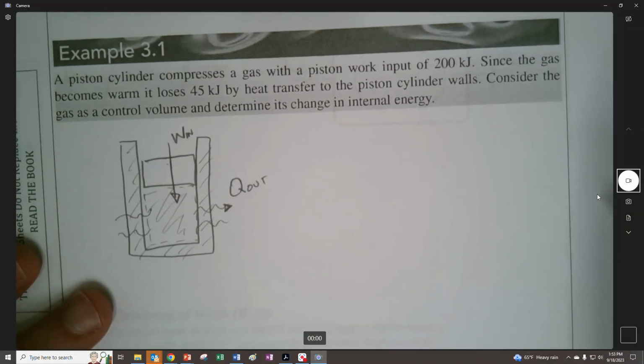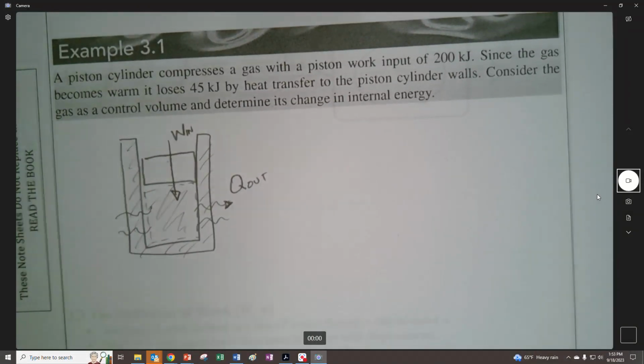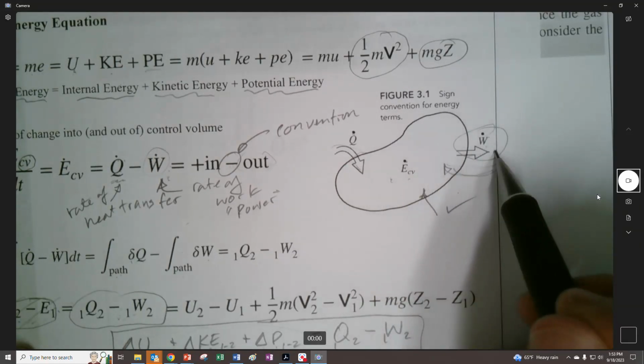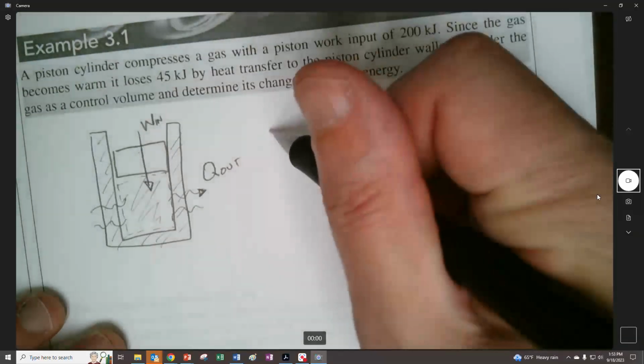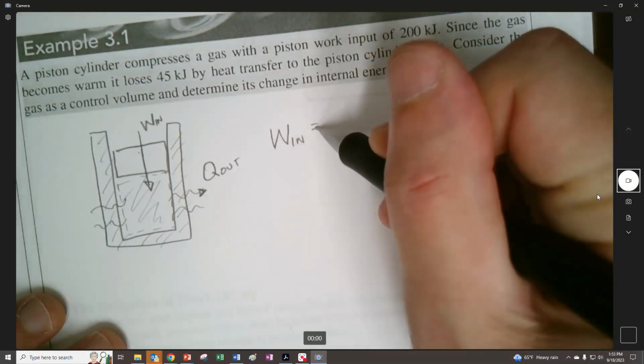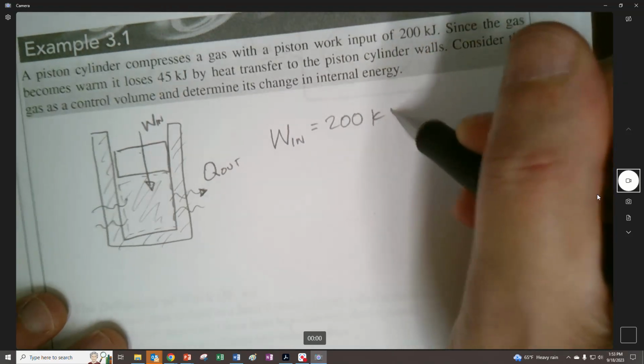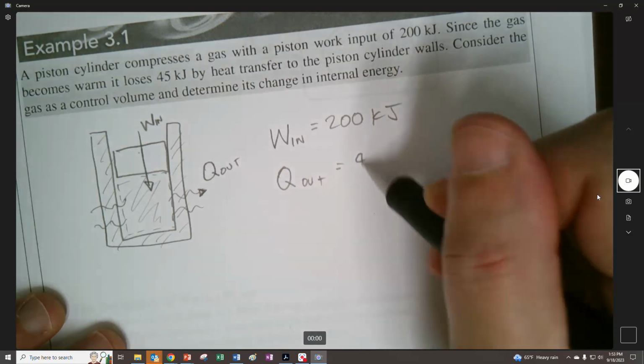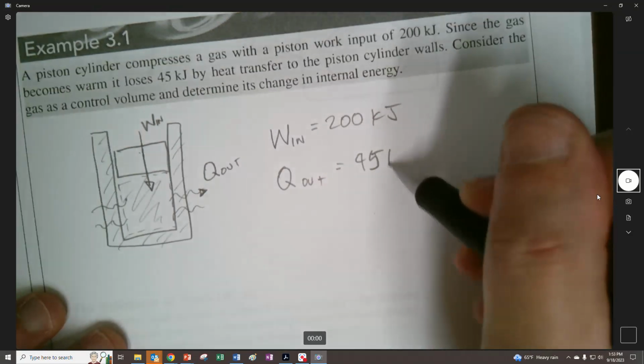All right, so here is kind of different from what we had previously with our control volume, and sort of making that point, right? We had heat coming in and we had work coming out. So our sign conventions are going to be maintained and opposite. So the work in was equal to 200 kilojoules, and the heat out is 45 kilojoules.